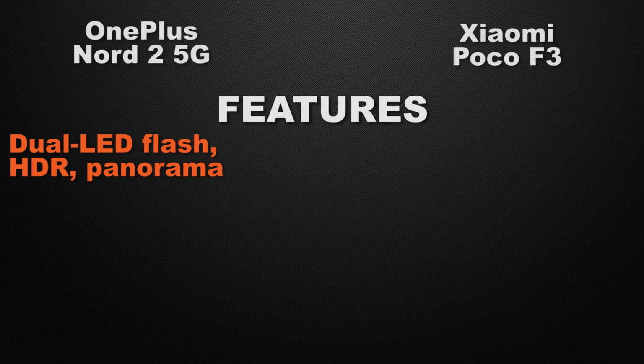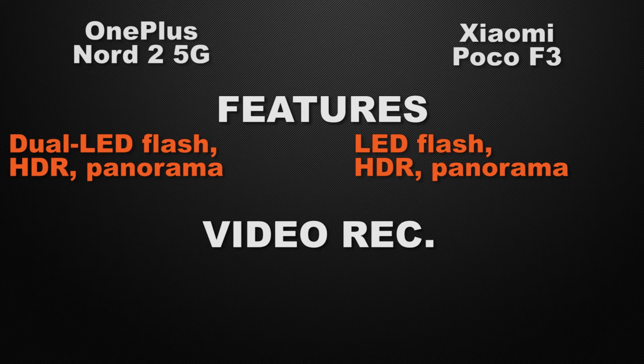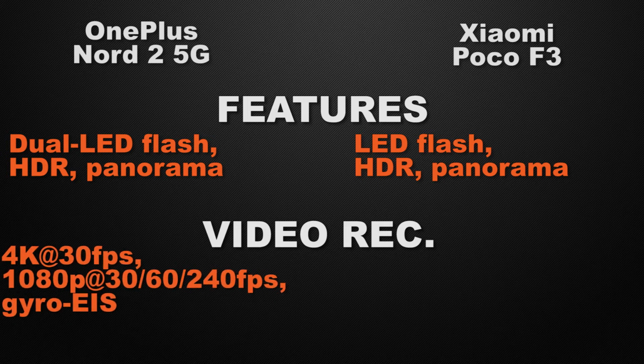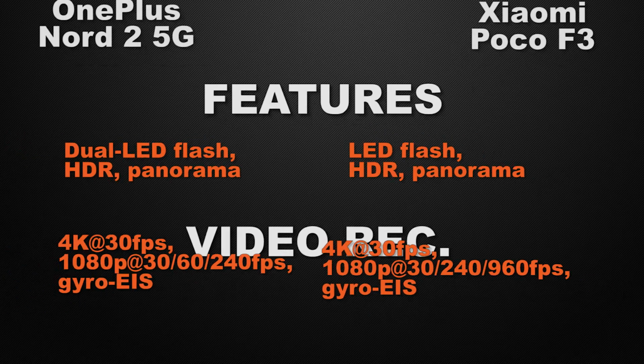Nord 2 has dual LED flash, HDR and panorama, whereas F3 has LED flash, HDR and panorama. So the winner here is Nord 2 because it has dual LED flash. And about the video recording options in the devices, Nord 2 can shoot 4K video max at 30 fps, Full HD video max at 240 fps with gyro electronic image stabilization, whereas F3 can record 4K video max at 30 fps, Full HD video max at 120 fps with gyro electronic image stabilization. So the winner here is F3 because it can record slow motion video max at 960 fps.